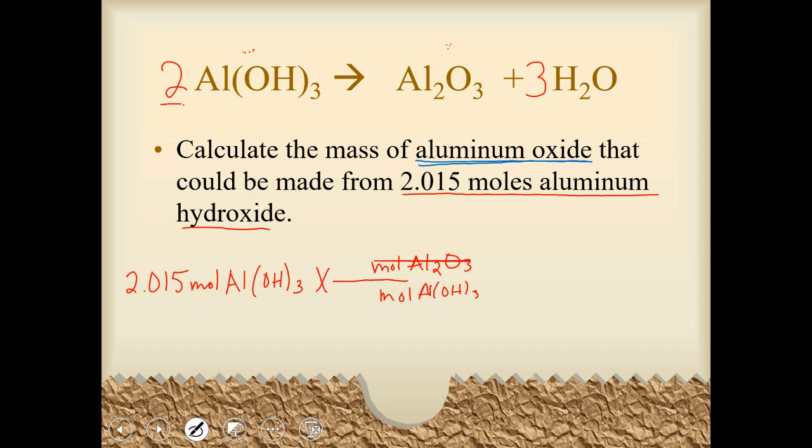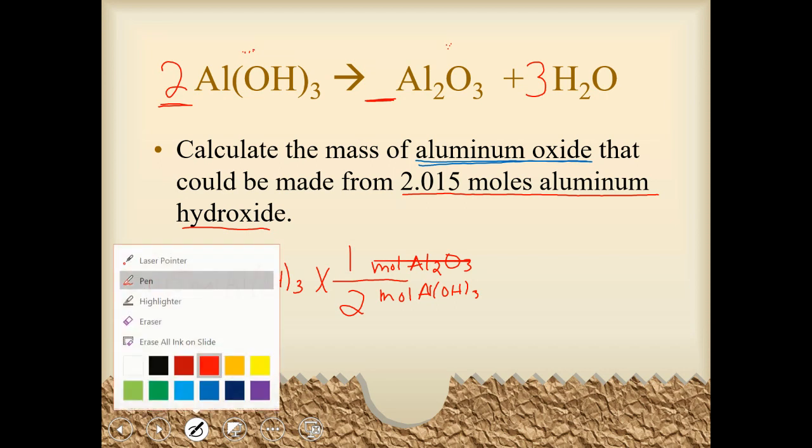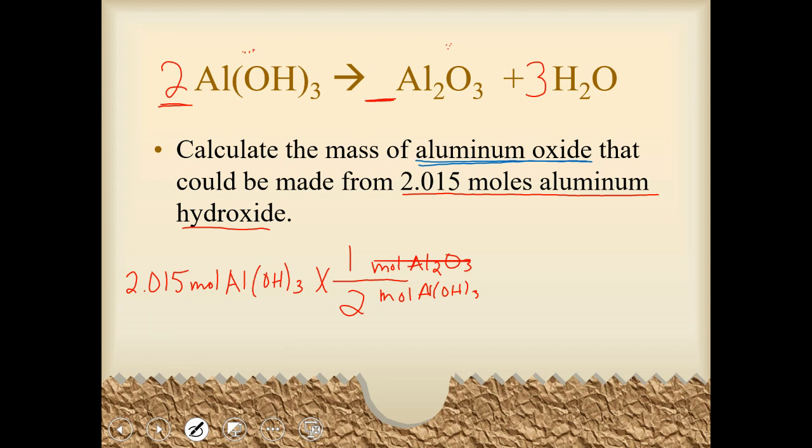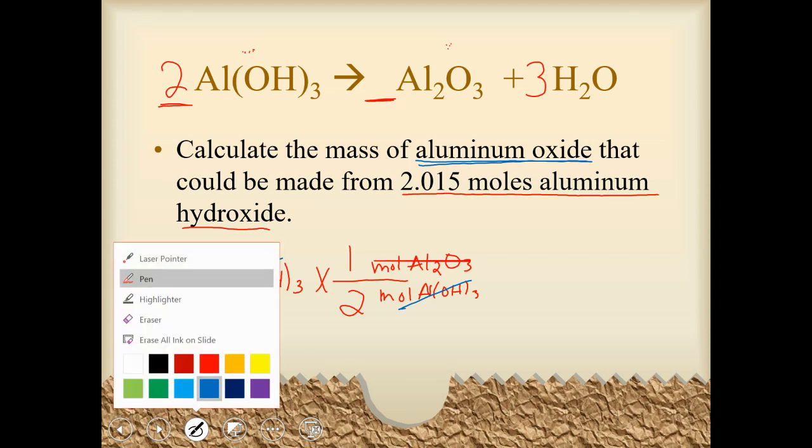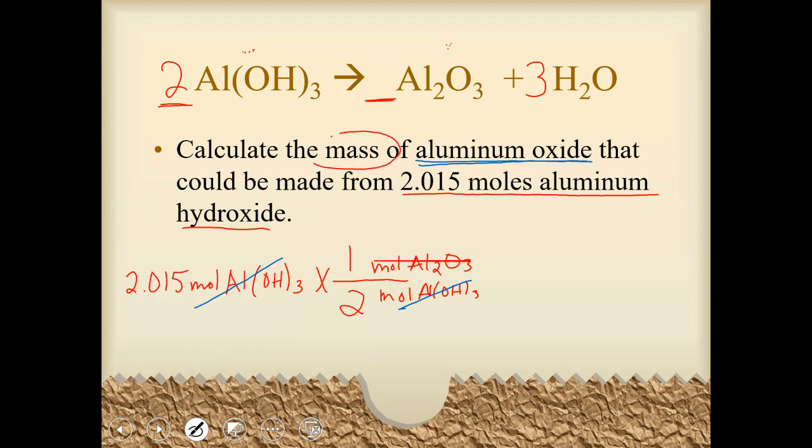And where do we get those numbers? Right here from the balanced equation. It's 2 aluminum hydroxide for every 1 mole of aluminum oxide. Now, I left that line there because it will eventually divide out, but the aluminum hydroxide divides out. We do still have a moles aluminum oxide label there. Our next step is going to be converting the moles into grams because it does ask us to calculate the mass. So if we want to go from moles aluminum oxide to grams of aluminum oxide, we need to get the molar mass of aluminum oxide.